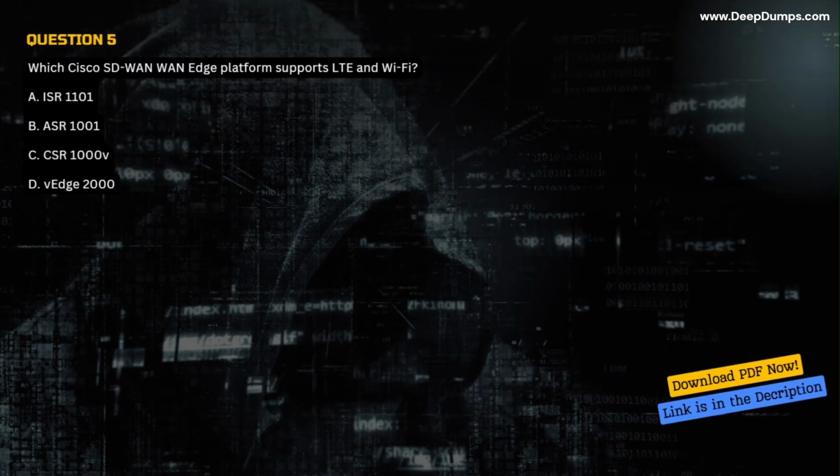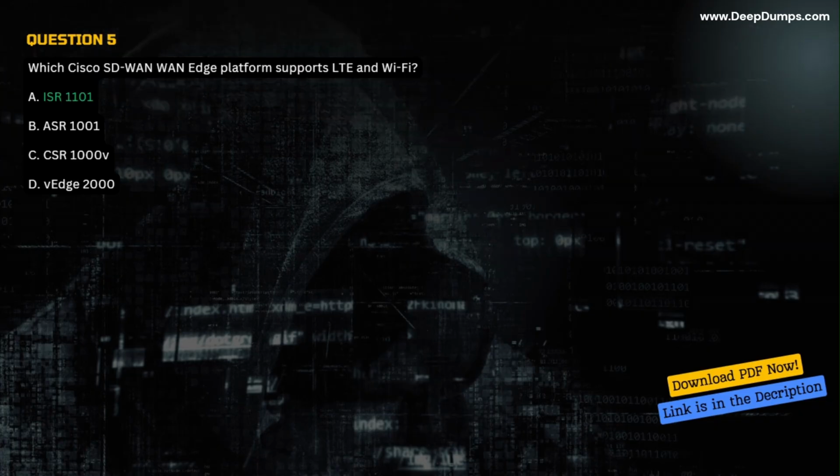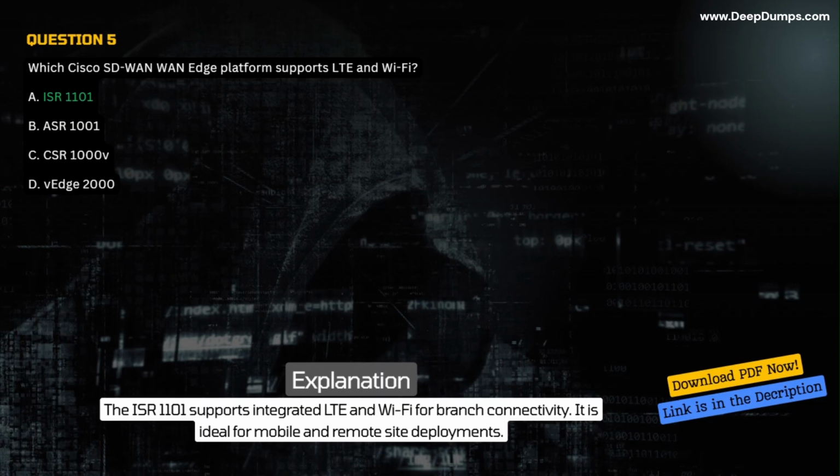Question 5. Which Cisco SD-WAN Edge platform supports LTE and Wi-Fi? A. ISR 1101. B. ASR 1001. C. CSR 1000V. D. vEdge 2000. Correct answer A. ISR 1101. Explanation. The ISR 1101 supports integrated LTE and Wi-Fi for branch connectivity. It is ideal for mobile and remote site deployments.